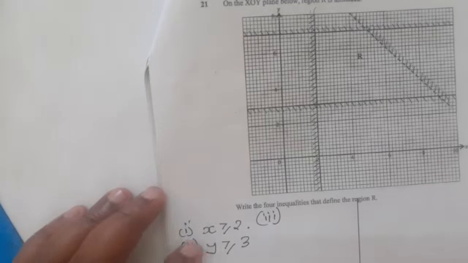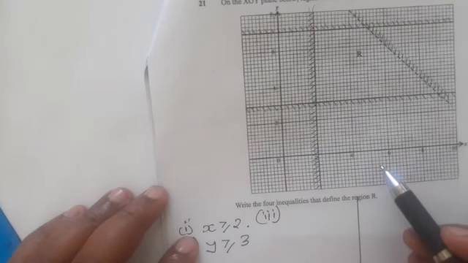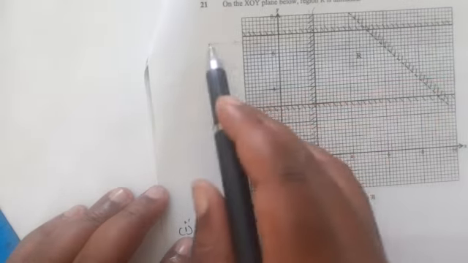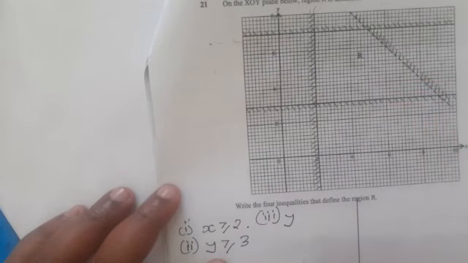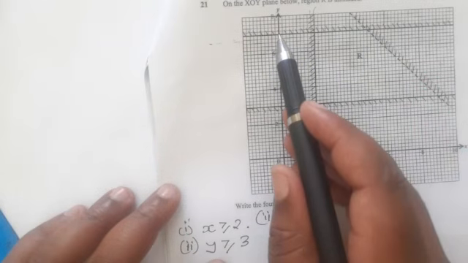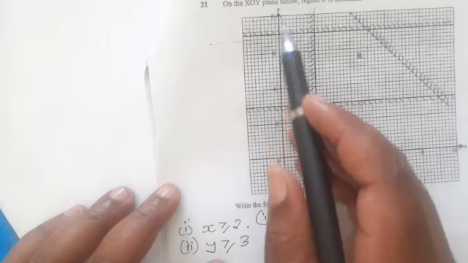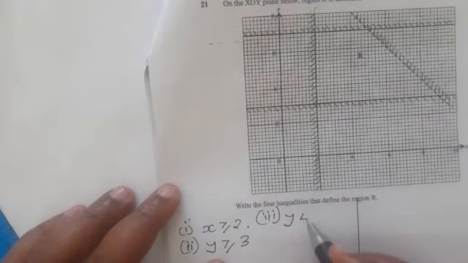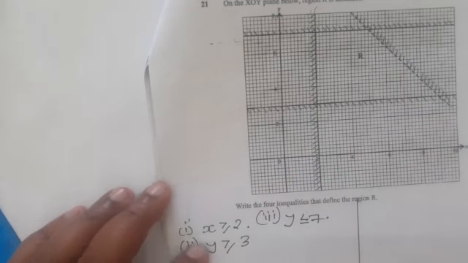Where is the third one? The third one is this one. This line again is cutting the y-axis, so say y. At what number? 7. From here going there it is greater, from here it is less. And this is the region that we want, so it will say this is less or equal to 7.